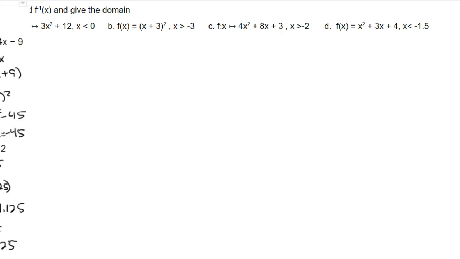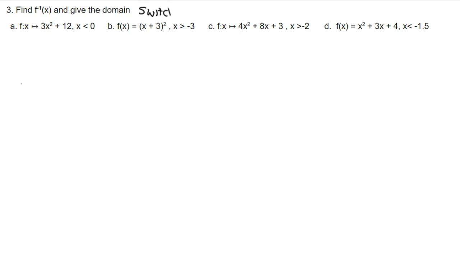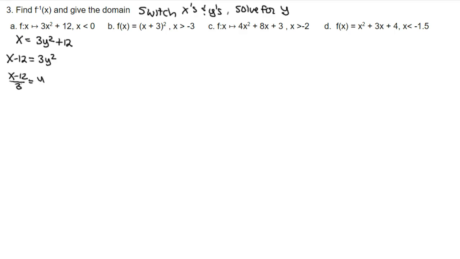All right, so let's take a look at number 3. In number 3, they're asking us to find the inverse. And basically when we're finding the inverse, we're going to switch the x's and the y's. And then we're going to get y alone. And traditionally, they're going to love to use quadratics in this kind of problem. And here's an easy version. If we just switch these, x equals 3y squared plus 12, and then subtract 12 on both sides, and then divide by 3, I'm going to end up with (x minus 12) over 3 is equal to y squared.